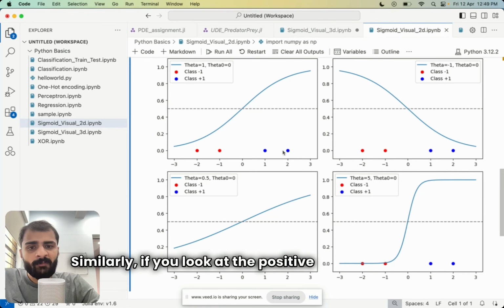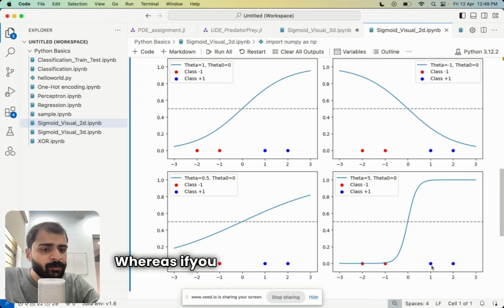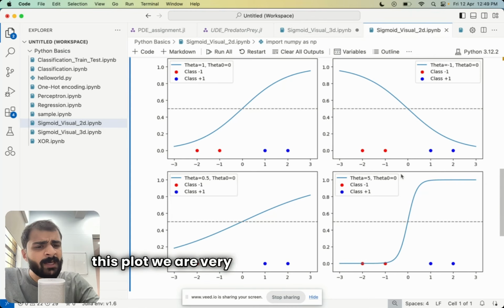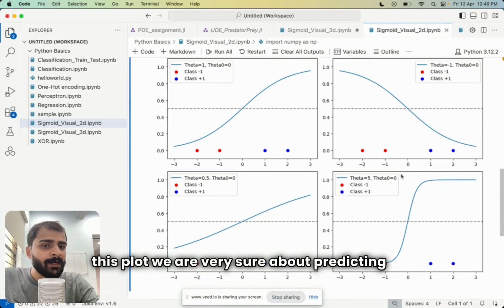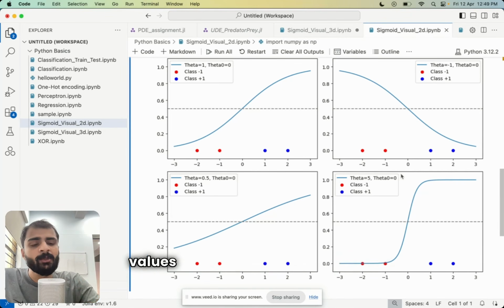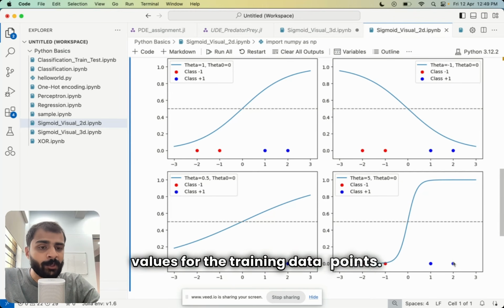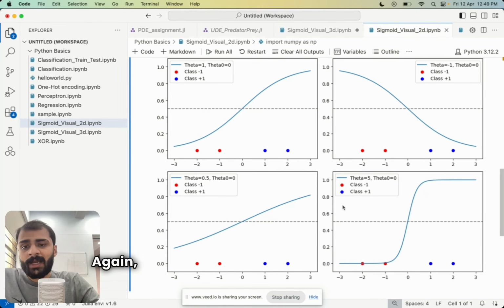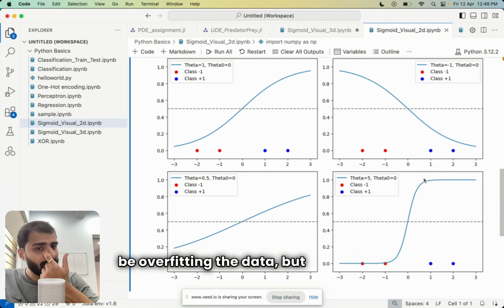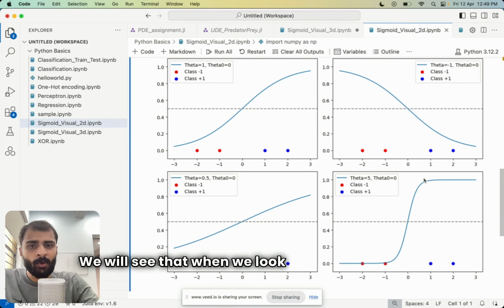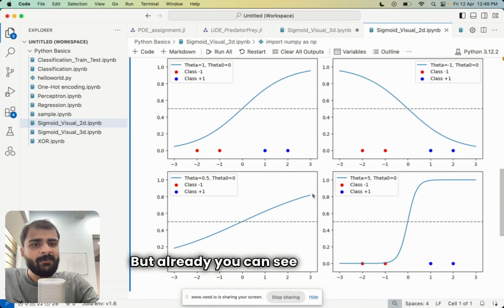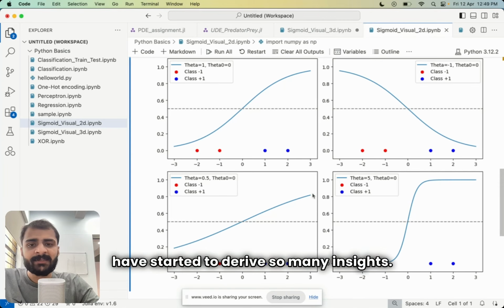Similarly, if you look at the positive points and if you look at the y values, they are not close to 1. They are close to 0.6 or they are close to 0.8. Whereas if you see this plot, the y value is very much close to 1, which means in this plot we are very sure about predicting the values for the training data points. Again, you might say that this plot might be overfitting the data, but that is fine. We'll see that when we look at the loss function. But already you can see we have started to derive so many insights.